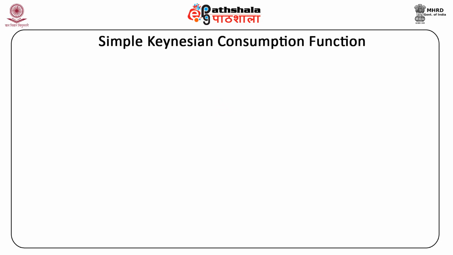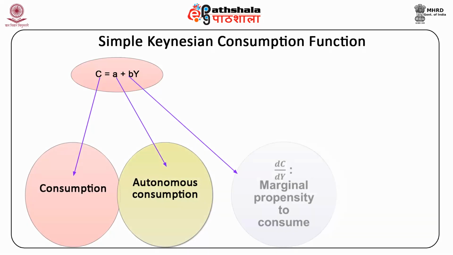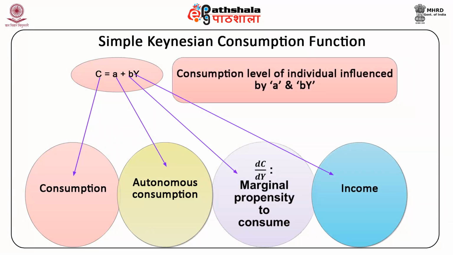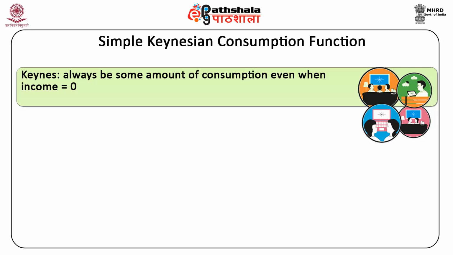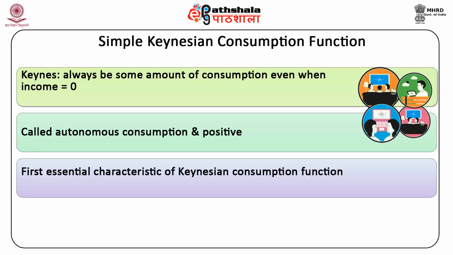The consumption function in the simple Keynesian model is defined by the following equation. C equals A plus BY, where C represents consumption, A is the autonomous consumption, B equals delta C by delta Y, which is also known as the marginal propensity to consume, and Y stands for income. The equation shows that the consumption level of an individual is influenced by autonomous consumption and a constant fraction of income, which is BY. Keynes theorized that there will always be some amount of consumption even when the income is zero. This is called the autonomous consumption and will always be positive. This is the first essential characteristic of the Keynesian consumption function.